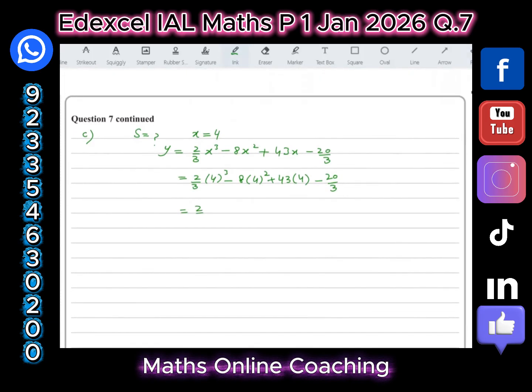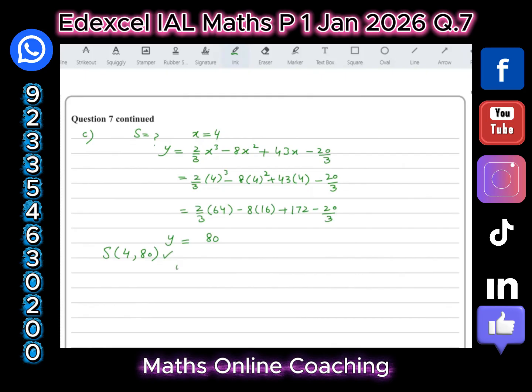This is equal to 2/3 times 64, minus 8 times 16, plus 172, minus 20/3. And this is equal to 80. So y is equal to 80 at point S. The point will be (4, 80). Next is to find the equation of the tangent to the curve at this point.